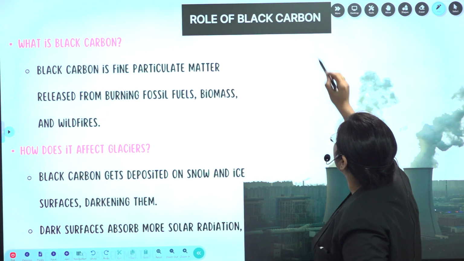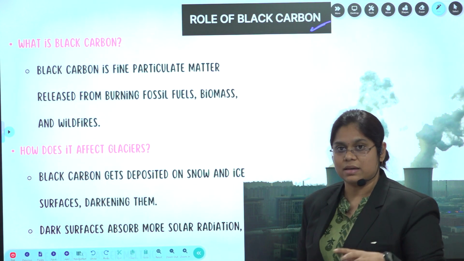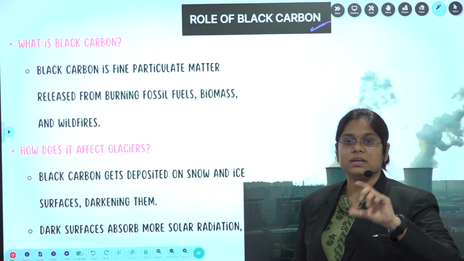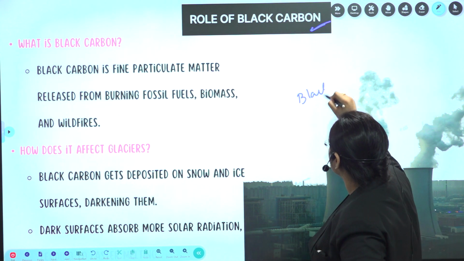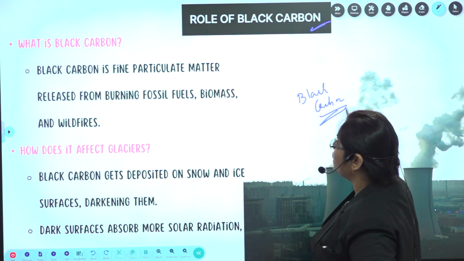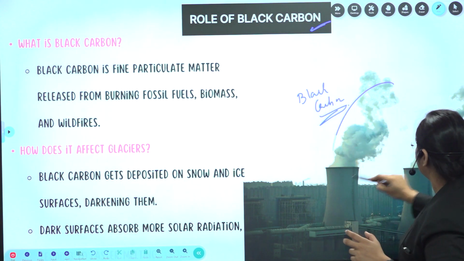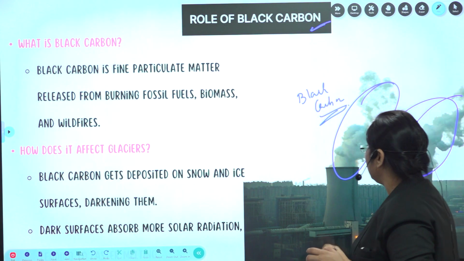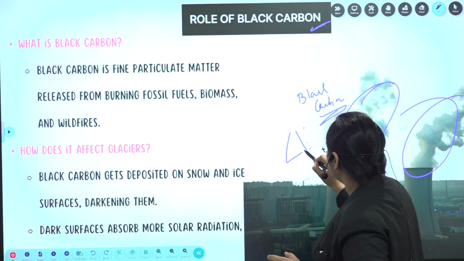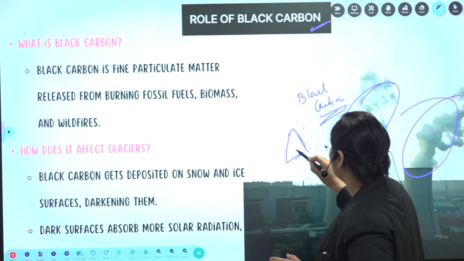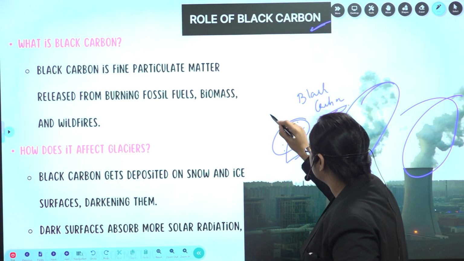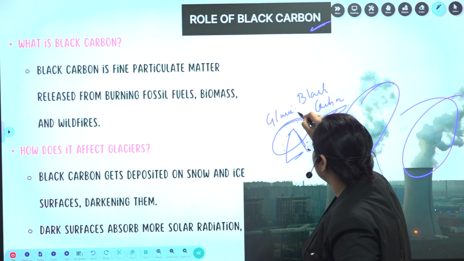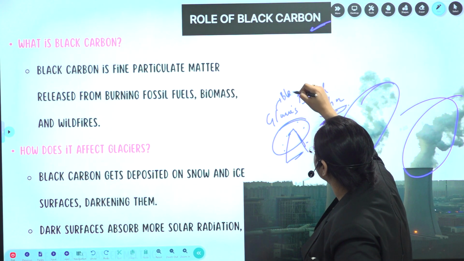Now, let's see the role of black carbon in glacier melting. What is this black carbon? If you can see the smoke emitted from this, it is accumulating on top of the glaciers as black soot. Now, what happens when this black carbon accumulates on these glaciers is that they turn black.